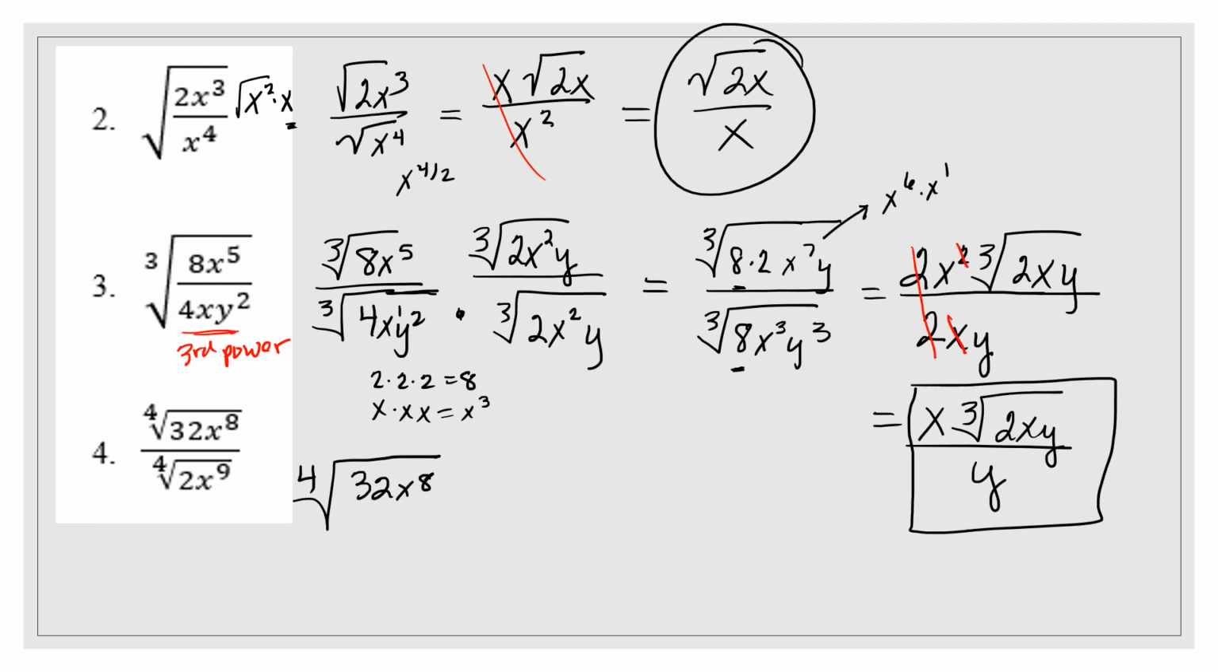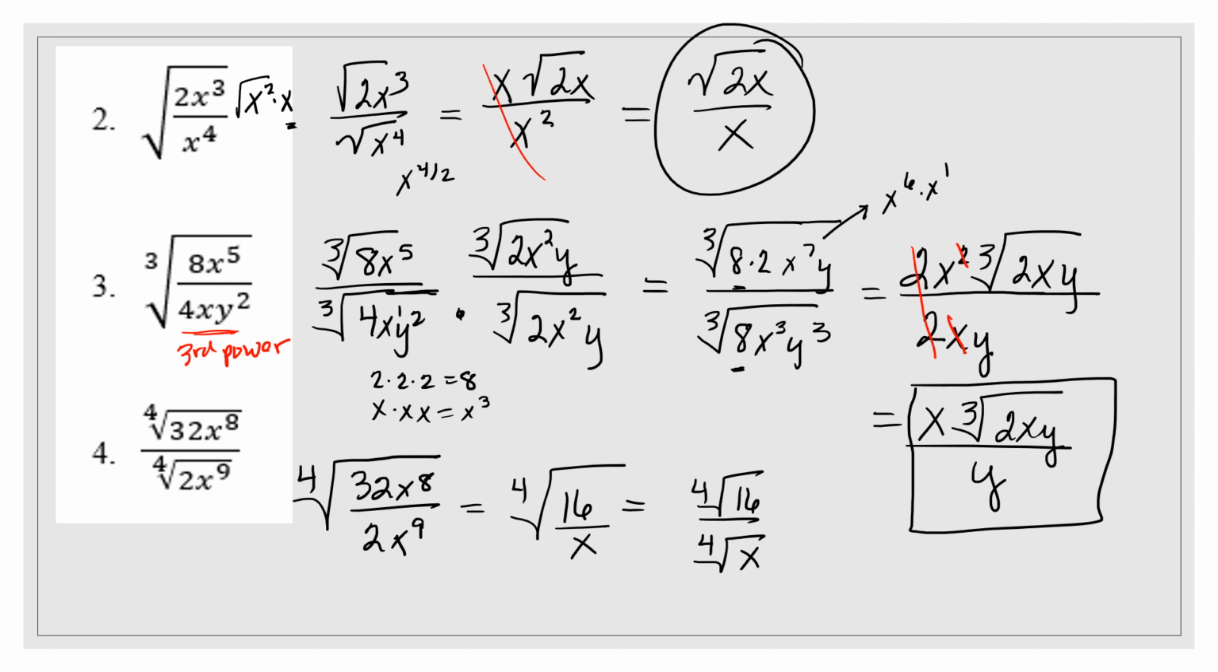32x to the 8th over 2x to the 9th. In this case, I can simplify the 32 over the 2. That just gives me 16. And x to the 8th over x to the 9th leaves me with an x in the denominator. Let's see what we can simplify from here. What is the 4th root of 16 over the 4th root of x?